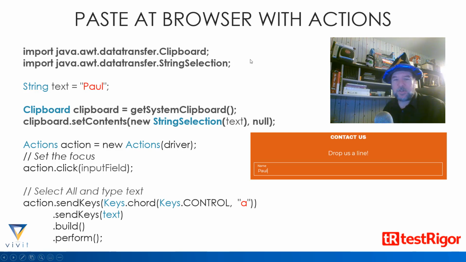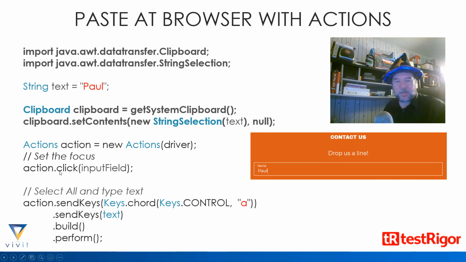So let me show you a little trick that I like to do. I like to get the clipboard and add that into my code. And then my text gets put into a string, selection text, and we populate that into the clipboard contents. If you were to execute this code and get to this point and do a Control V, you'd be pasting "Paul" wherever you happen to want to put it, because it's sitting in your clipboard.